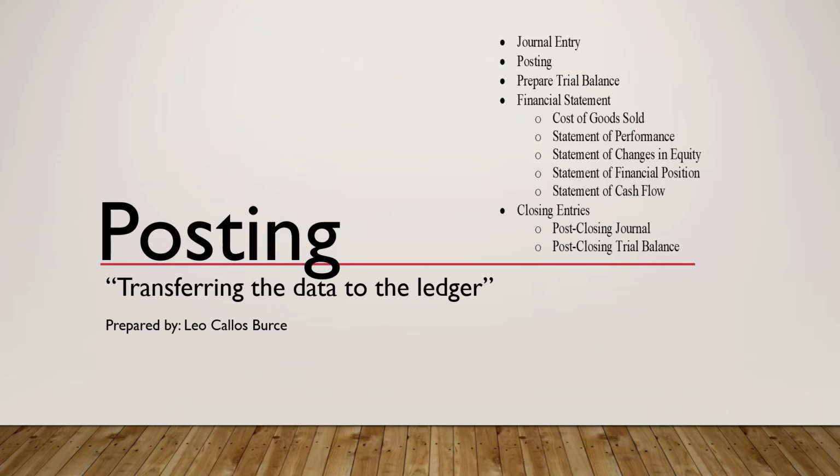Good day, I am Sir Leo, and today we are going to discuss the second process in completing the accounting cycle, which is the posting. Last time we discussed journalizing, or how to analyze the transaction and put it in the book of original entry, which is the journal. The next step is to transfer the data from the journal to the ledger, which we call posting, or the process of posting.